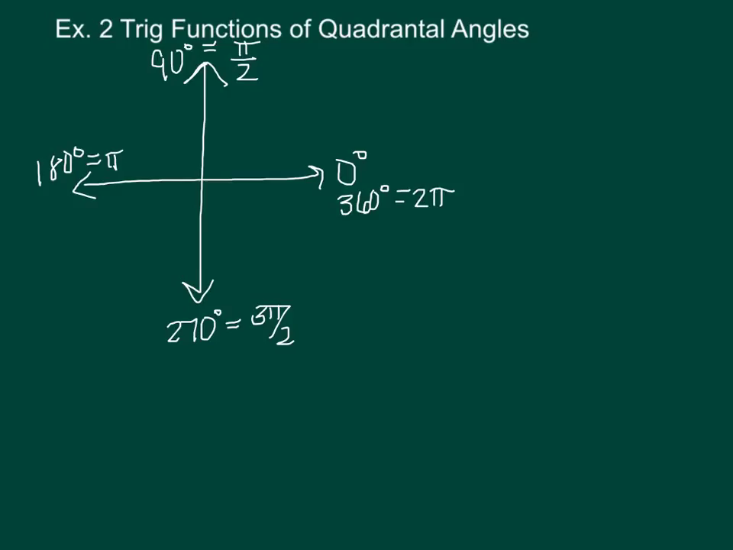So at these quadrants, let's imagine this is 0, 0. On a unit circle, if we go out 1 unit each way, those ordered pairs would be 1, 0, 0, 1, negative 1, 0, and 0, negative 1.